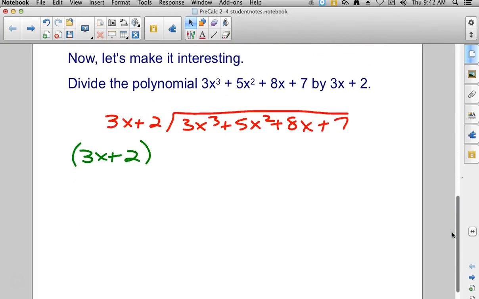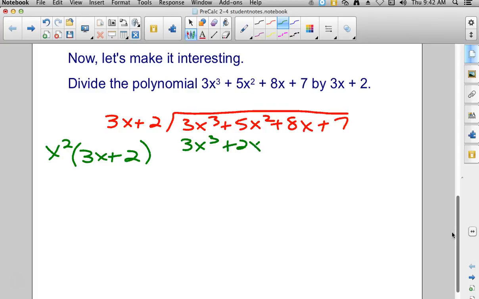So I look at this and I think, I have a 3x, but that's going to need a couple more x's to make that work. So I'm going to have to multiply that by x squared. But we have to multiply the whole thing by x squared, not just the first term. So that will give us 3x to the 3rd plus 2x squared. Now, it did the job. I have a 3x to the 3rd there.